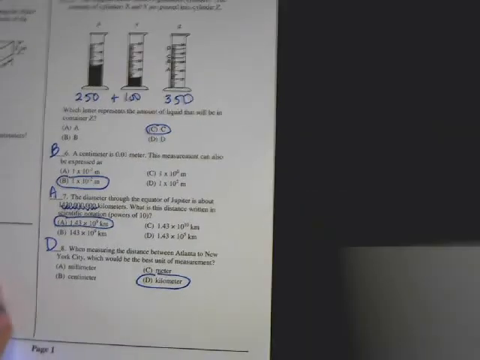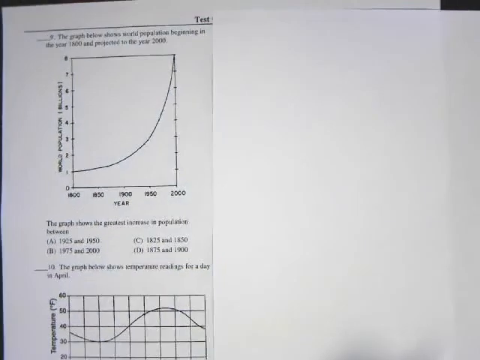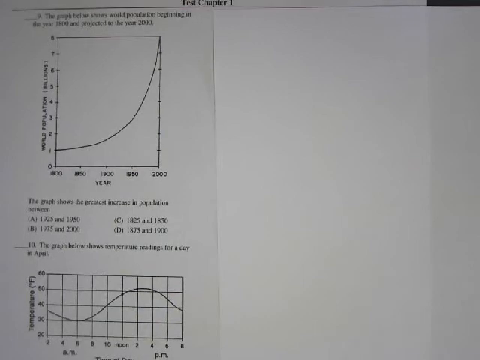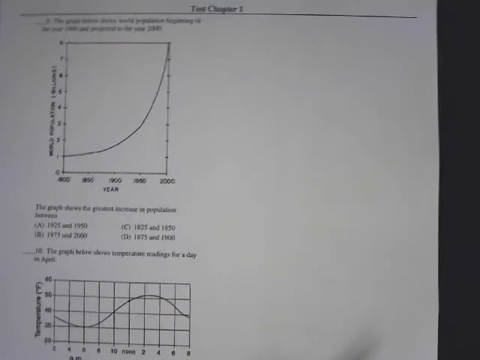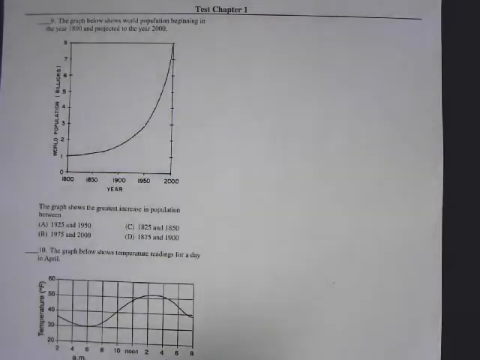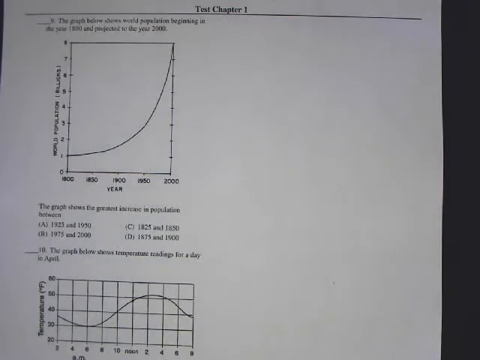All right, so now we're going to go to the next page. So the next page says, the graph below shows the population beginning in the year 1800 and projected to the year 2000. So this is basically just understanding graphs. The graph shows the greatest increase in population.